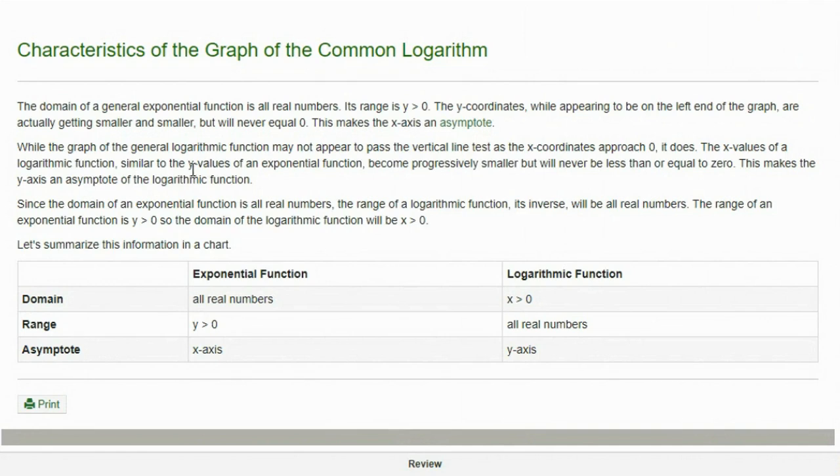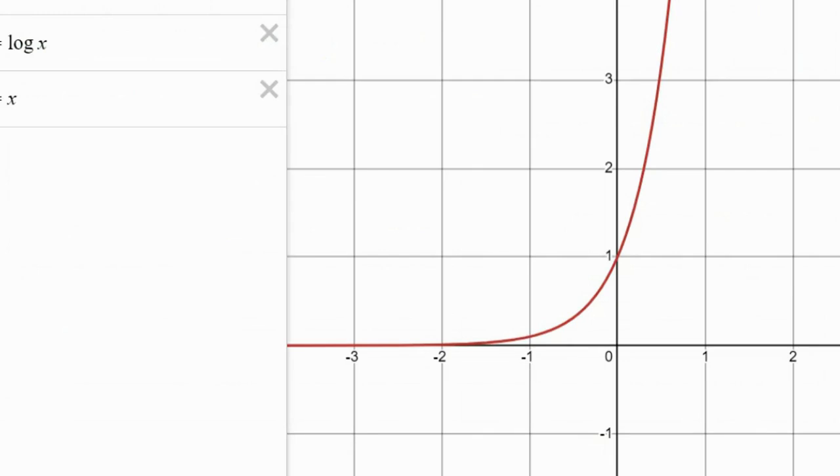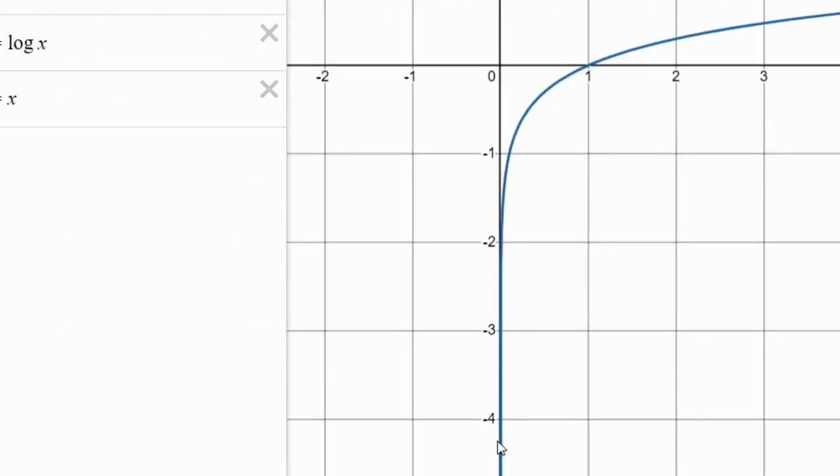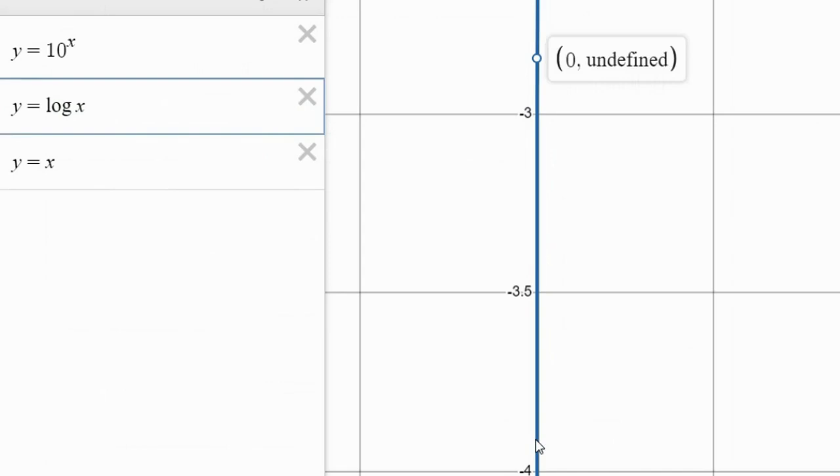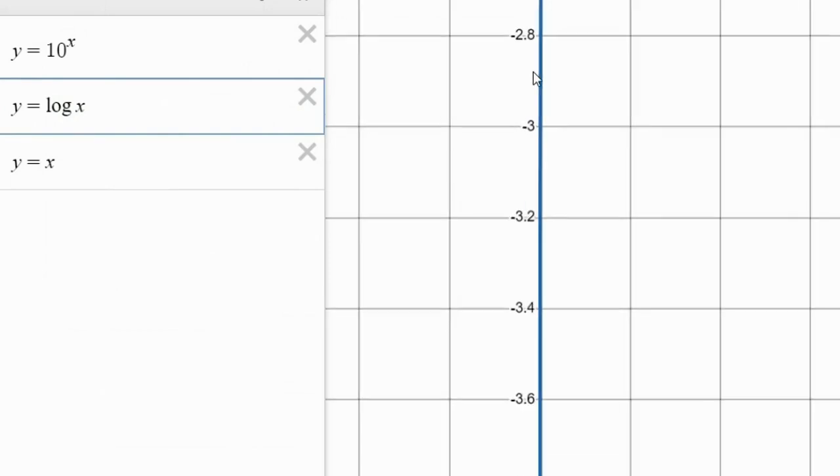While the graph of the general log function may not appear to pass the vertical line test, if we switch to that one, it looks like, oh, that's going to fail the vertical line test. No, actually, it never gets perfectly straight up and down. This is just like the exponential never touches the x-axis. This never touches the y-axis. It never gets to x equals 0. It looks like it. See, it says it's undefined right there. It says, wait a minute, that's 0. It's undefined. It has no slope.